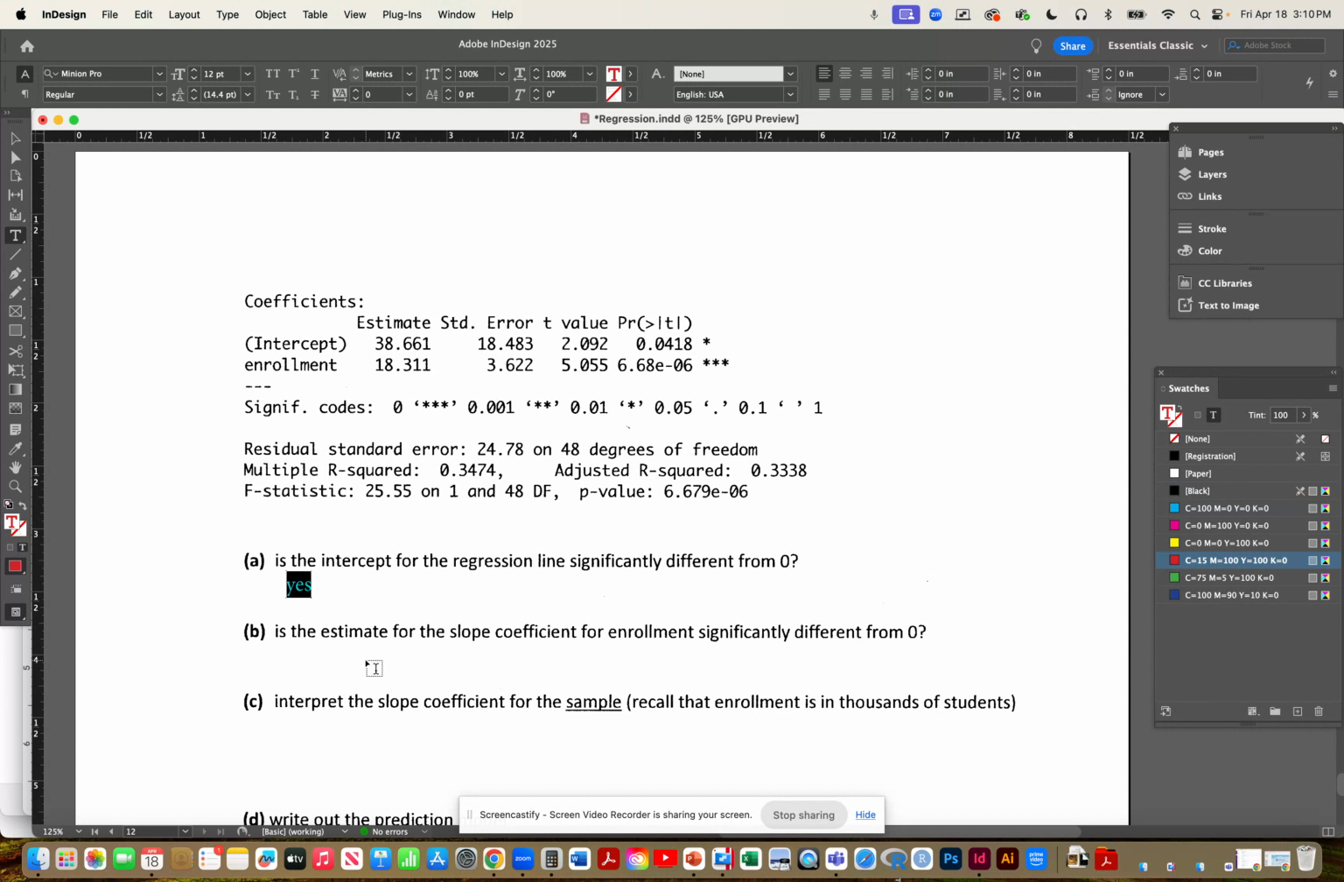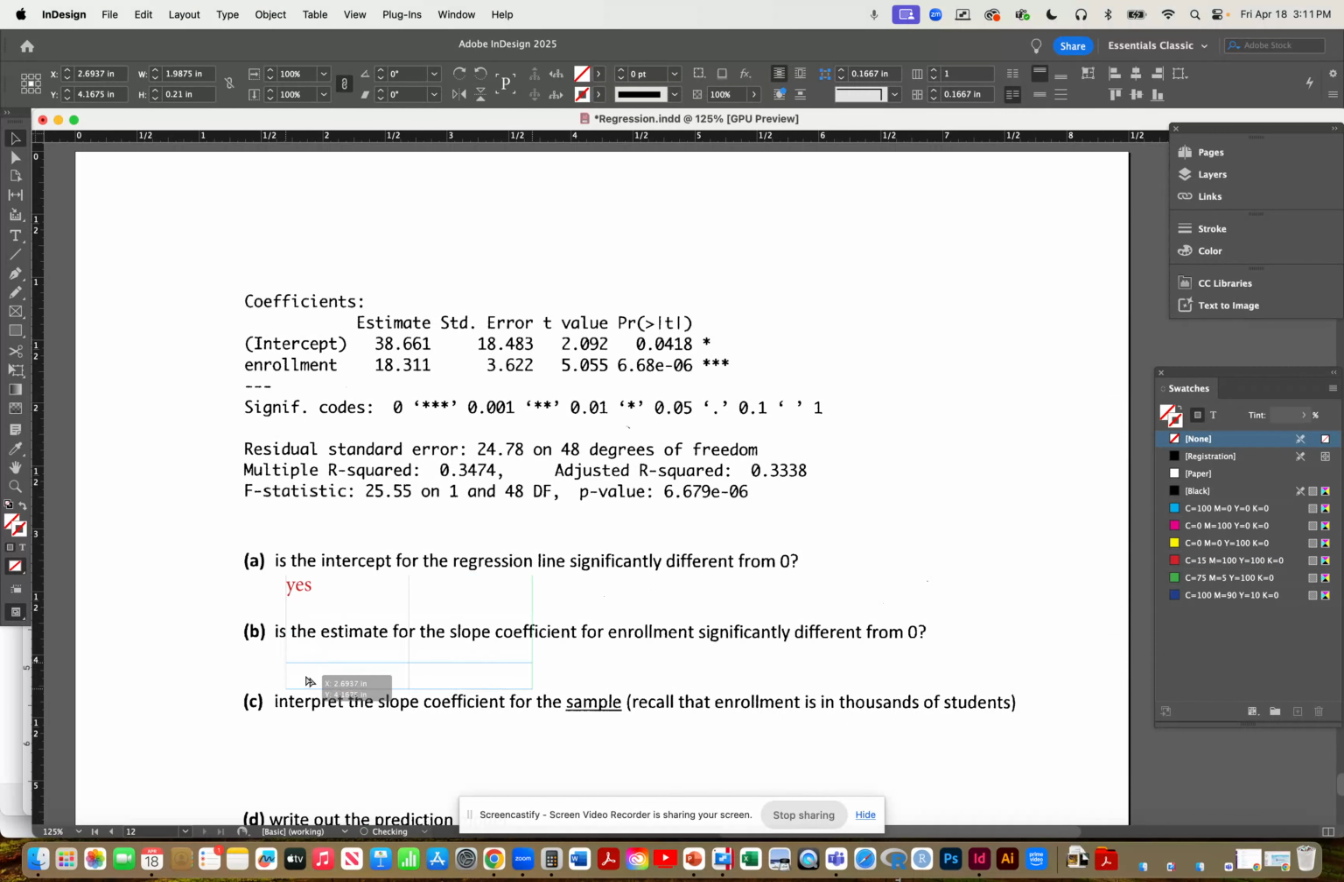Now what about this one? Is the estimate for the slope coefficient for enrollment significantly different from 0? Well, here's enrollment. There's the estimate. There's the t-value. And then here's the p-value, which is really small. So that's also significantly different than 0.